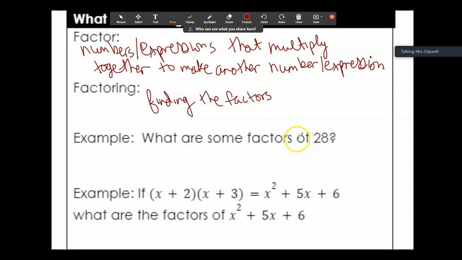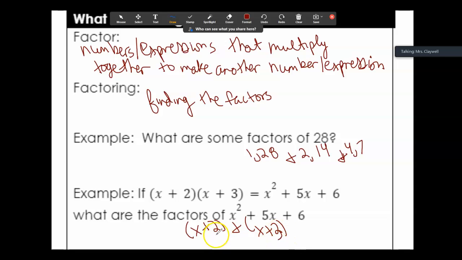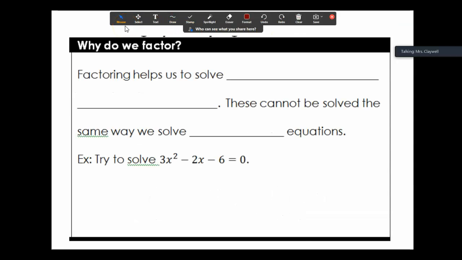So we're thinking what things multiply to 28. We can do 1 and 28, 2 and 14, 4 and 7. So all these are factors. But now let's think, we've done a lot of multiplying binomials. So x plus 2 times x plus 3 equals x squared plus 5x plus 6. So what expressions multiply to get us x squared plus 5x plus 6? A factor of this is an x plus 2 and an x plus 3. So factors are just the terms that multiply together to make another term.